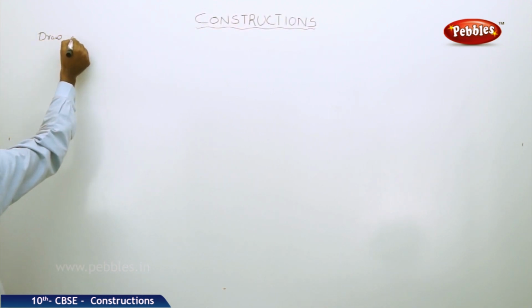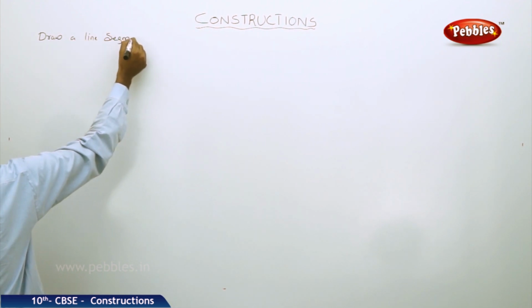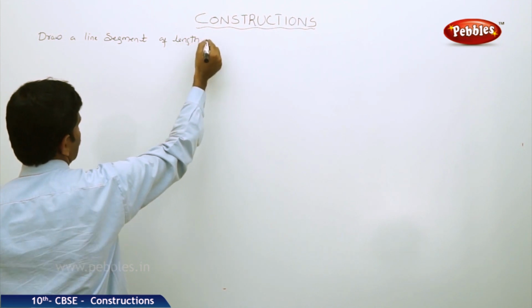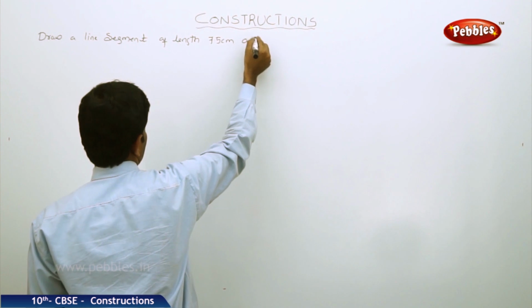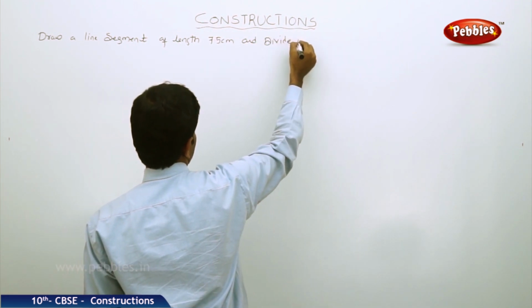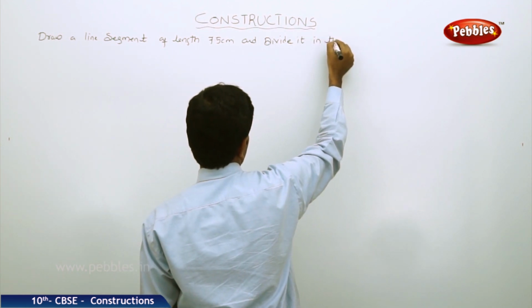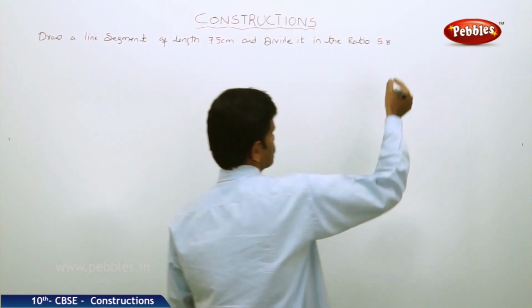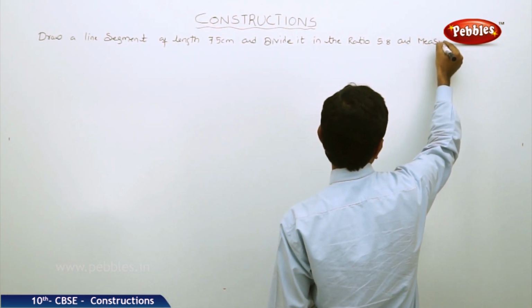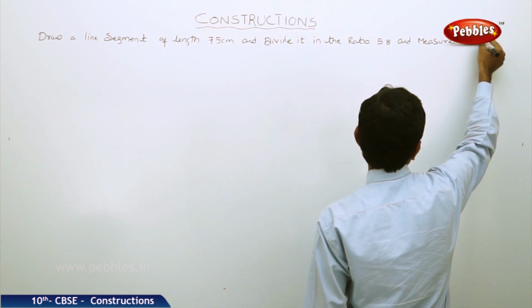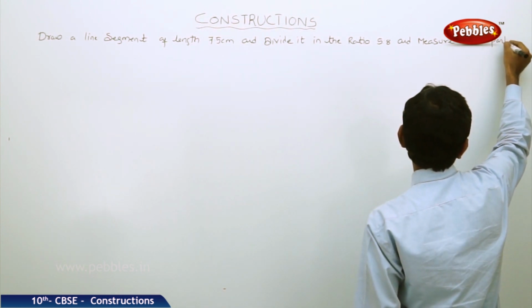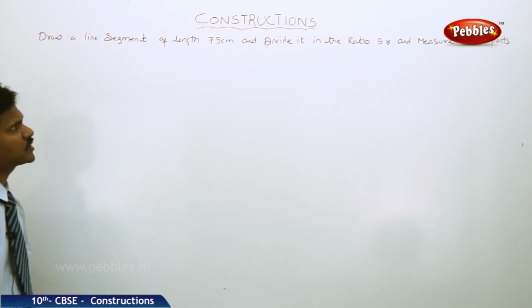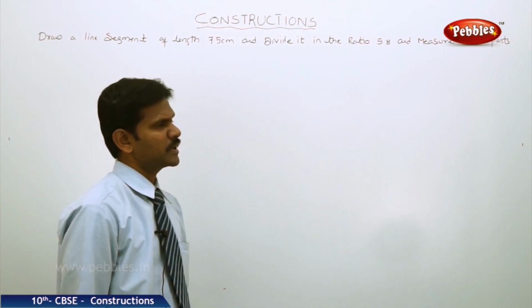Draw a line segment of length 7.5 centimeters and divide it in the ratio 5:8 and measure the two parts.